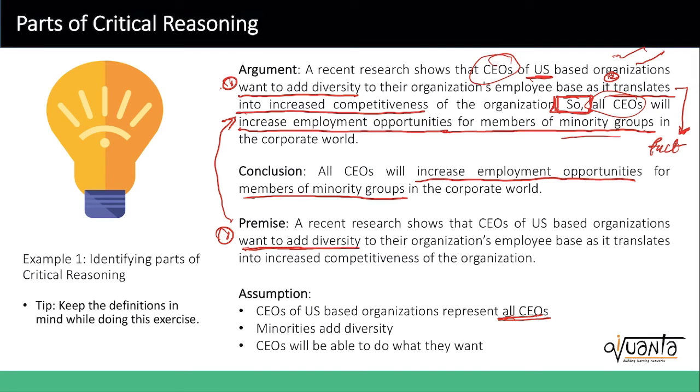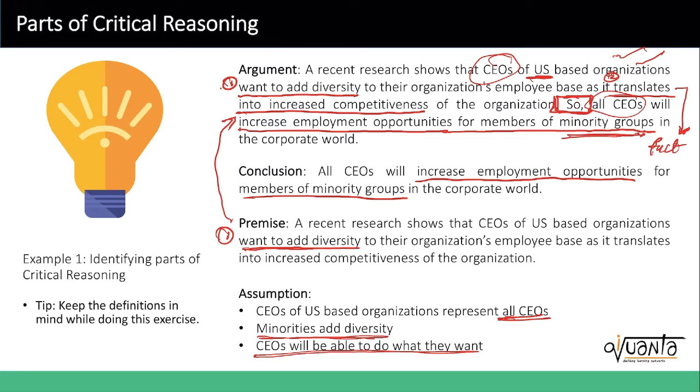Second is that adding minority groups definitely leads to increasing diversity, because the end goal is that they want to increase competitiveness. So that's the second one, that they will add members of minority groups. And the third is that CEOs will be able to do whatever they want to do, because it says that CEOs will increase the employment opportunities. They might not be able to do that. They might have to overcome certain challenges with the board. So that is the third assumption.